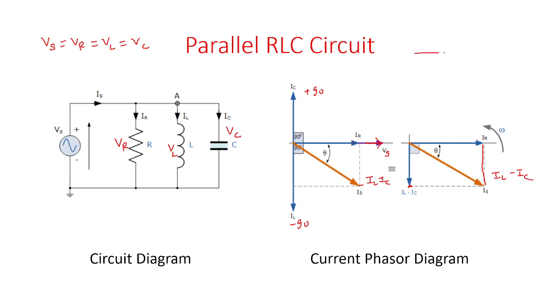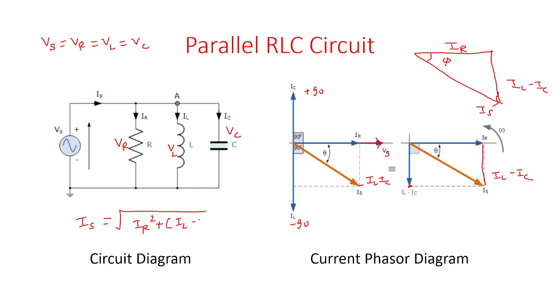If we redraw this phasor diagram, it is called the current phasor diagram. If I redraw it, it will look like this. So this height is IL minus IC in the fourth quadrant. The length of this branch is IR and this hypotenuse is Is. And the phase angle between IR and Is is phi. This phase angle is the power factor angle. So by this triangle, we can conclude, using the Pythagoras theorem, that Is is equal to the square root of IR square plus IL minus IC whole square.